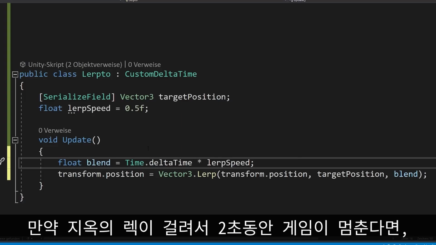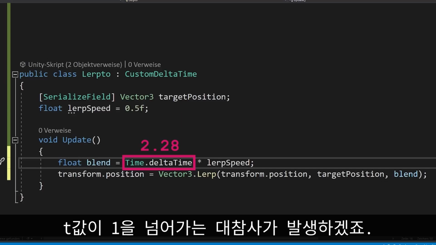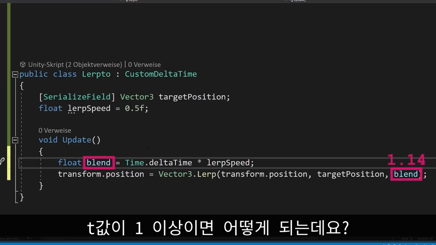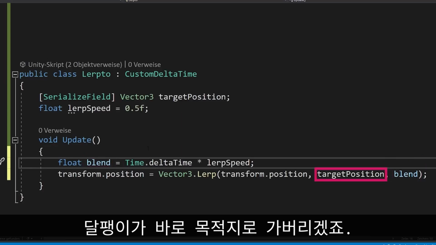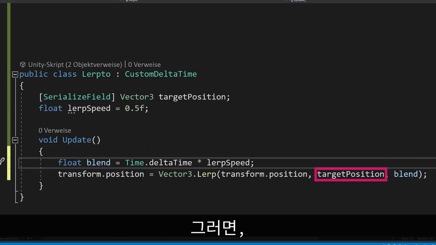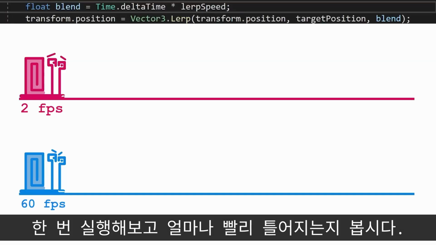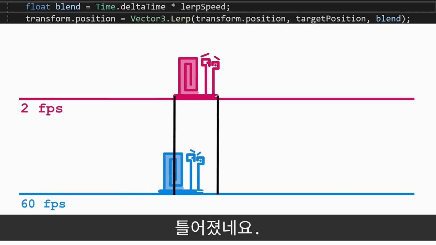But what happens if we have the giga lag spike of doom and we have a 2-second lag spike? There's nothing stopping this blend value from becoming really large, even larger than 1. And what happens if t is 1? Then we instantly jump to our target position, which is wrong. Alright, so let's run the simulation and see how long it takes for those 2 snails to get out of sync. And they're out of sync.